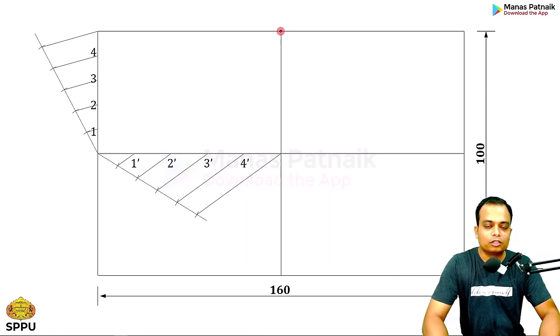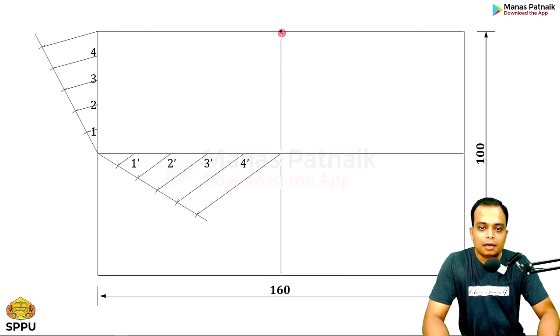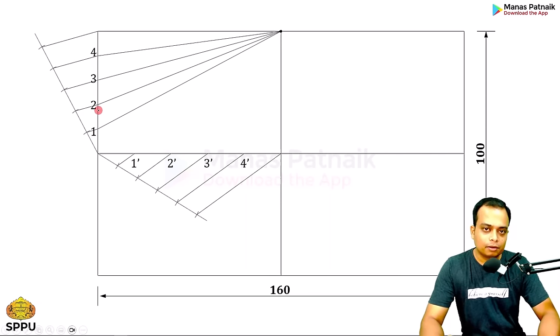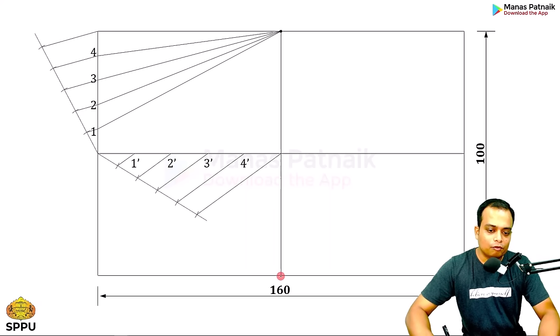Now, keep your pencil and scale along this point. Connect this point with 4, 3, 2 and 1. All of them. Is this done? Okay, sir. Now, focus on this very point.